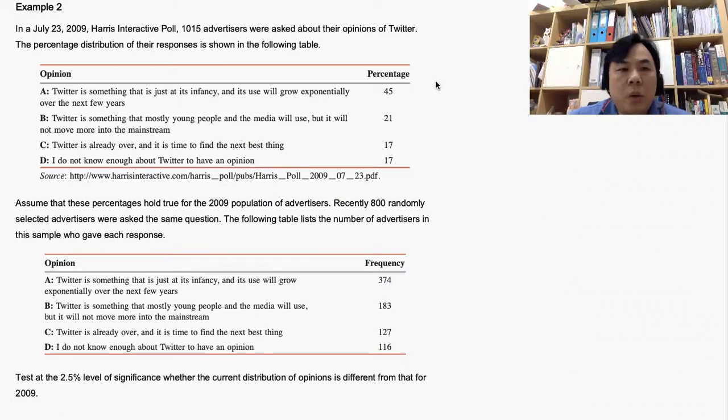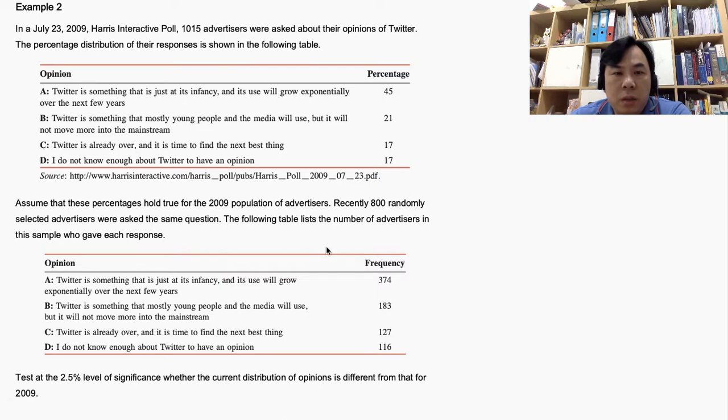Alright, second question. On July 23, 2009, a Harris Interactive poll of 1015 advertisers asked about their opinions of Twitter. Now the percentage distribution of their responses is shown in the following table. This is the percentage of responses based on options A, B, C, D here. Now assuming that these percentages hold true for the 2009 population of advertisers, this is what we expect to see.